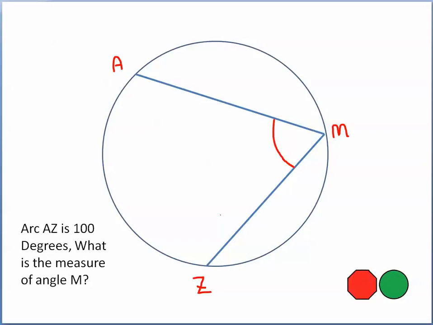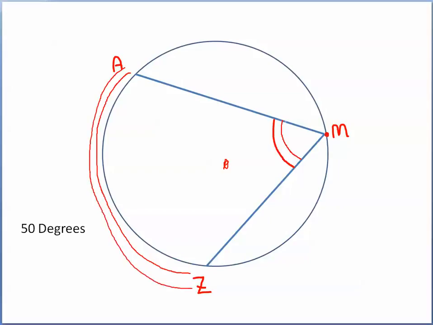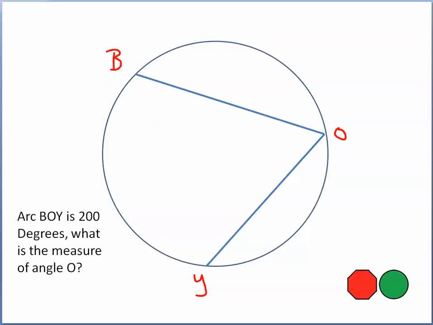Okay, let's see how you did. Well, turns out that the correct answer is 50 degrees. How did we get that? Well, this arc right here is 100 degrees. And this angle, not being a central angle, but the vertex being on the far side, is 1/2 of whatever the arc is. And so if this arc was 100 degrees, then that means this angle M right here is going to be 50 degrees.